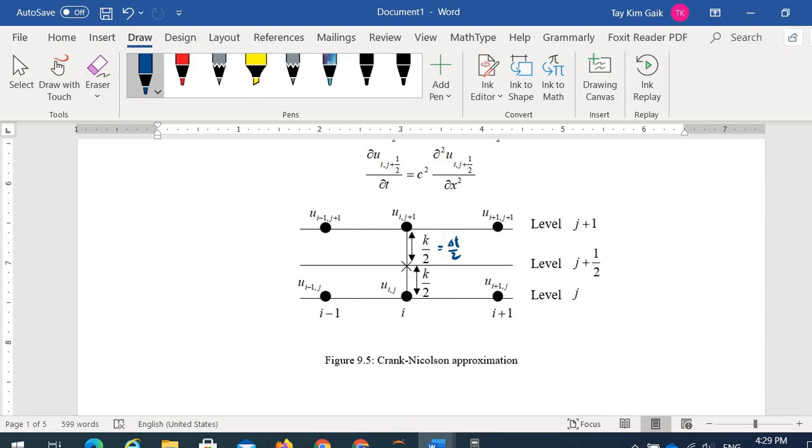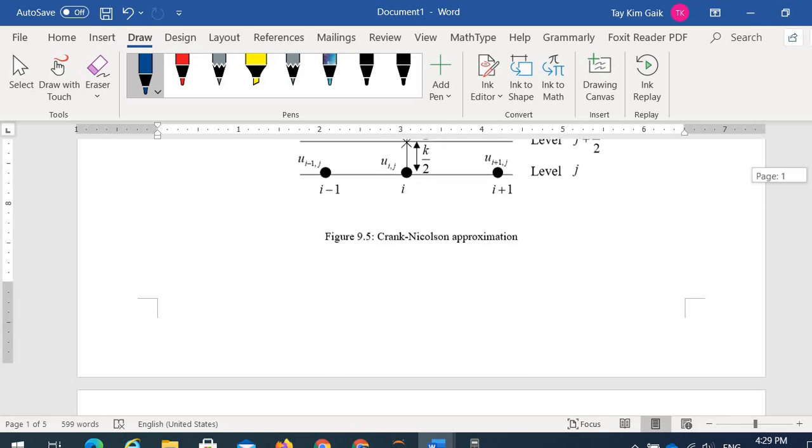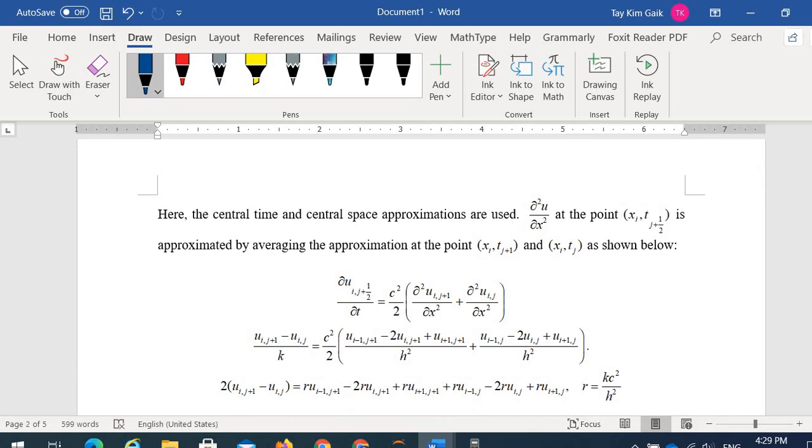We are standing at the cross here. We take the point ahead, the forward point, minus the backward point. That's why we have U(i, j+1) minus U(i, j). So in total we have k over 2 plus k over 2, which is k. So ∂U/∂t at U(i, j+1/2) using the 3-point central difference for time gives us (U(i, j+1) minus U(i, j)) divided by k.